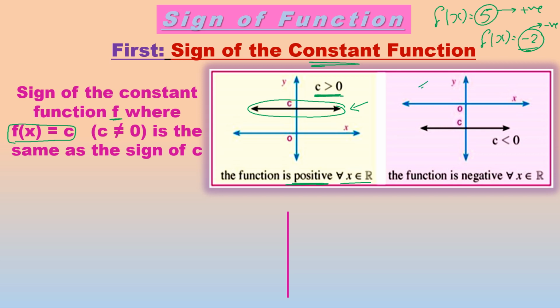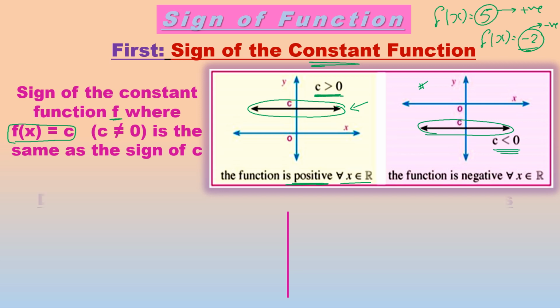In the second example, the line or the representation is below the x-axis. That means that c is smaller than 0. The value of c is a negative number. So the function is negative for every x belonging to R.